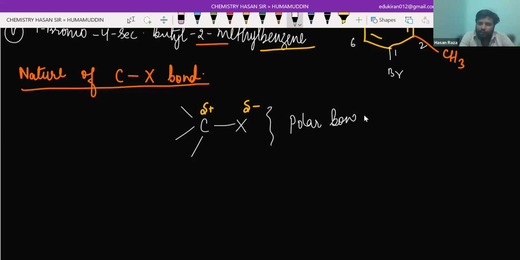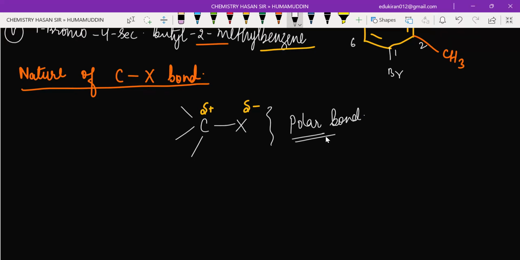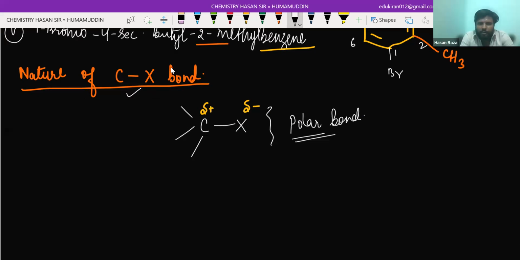I think you are aware of polar and non-polar. Non-polar means uncharged or neutral, and polar means charged species. Have you got it? Yes, sir. So the nature of the C-X bond is polar. Now I'm going to give you some questions. Basically, this is also theoretical, and you will understand this concept with the help of questions.